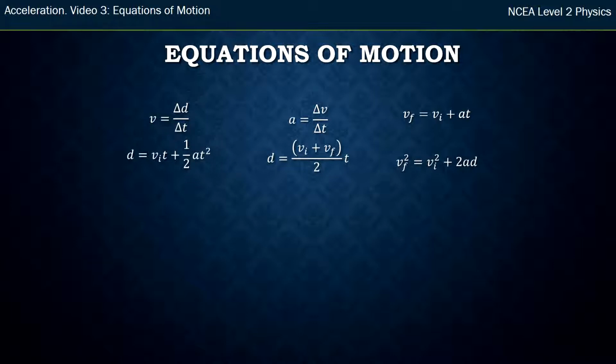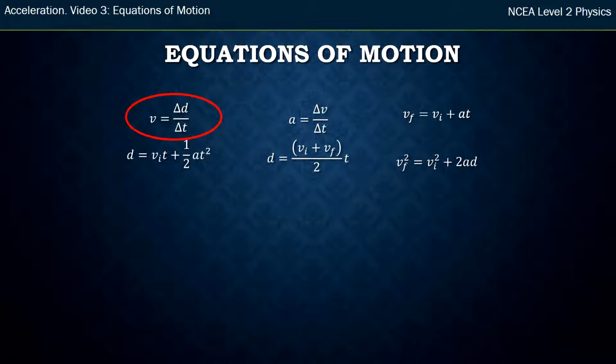There's a bunch of symbols, and there seem to be a lot of equations. So why do we have so many and how do we use them? The first one is one you should already recognize. Velocity is change in position over change in time. That equation is for constant velocity.